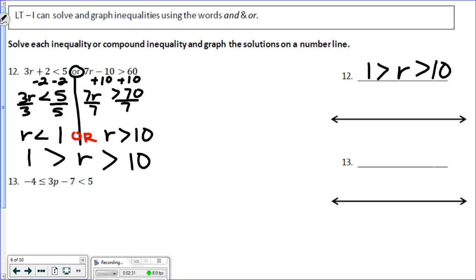And now we have to graph it. So I'm going to label 1 and 10 on my graph. 1, 10. Open circles because there's no equal signs. And r is less than 1. So these are the numbers less than 1. And r is greater than 10. These are the numbers greater than 10. When you have an or statement, the graph goes in opposite directions.